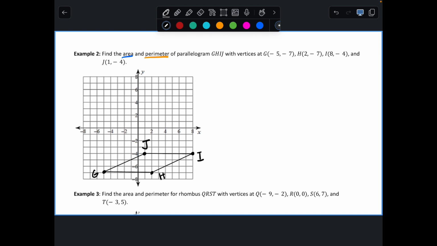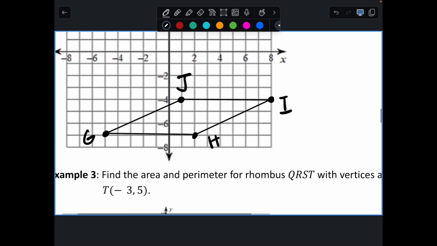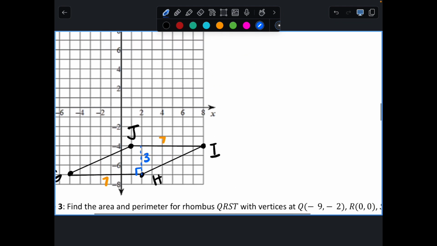So this is a parallelogram. So we're going to do the base times the height. For two of these sides, we can just count the squares from either G to H or J to I. So that's 7. And we can do a perpendicular line to the base right here for the height, which would be 3. So all we have to do to find the area is multiply them.